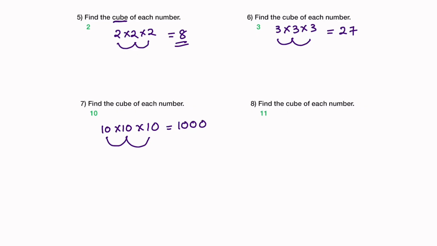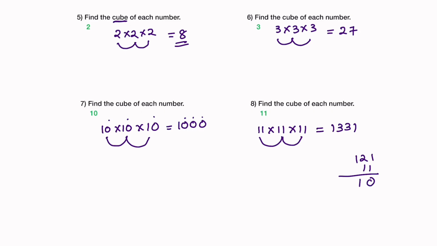It's like you write 1 and you count the zeros. 1, 2, 3. And that's how you do multiplication with 10. Finally, we have here 11 times 11 times 11. So we do 11 times 11 is 121. 121 times 11 is 1331. And you can check that 121 times 11.